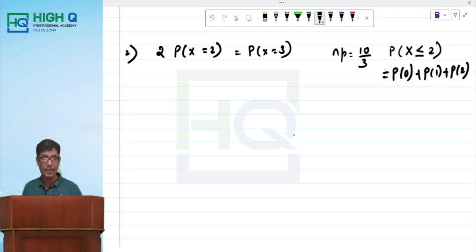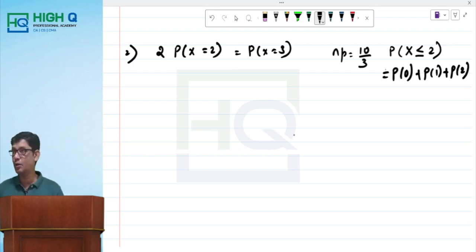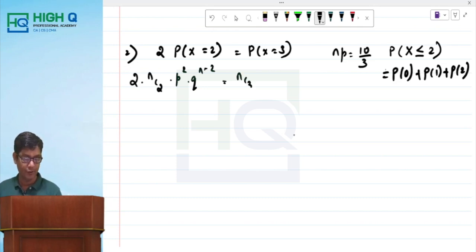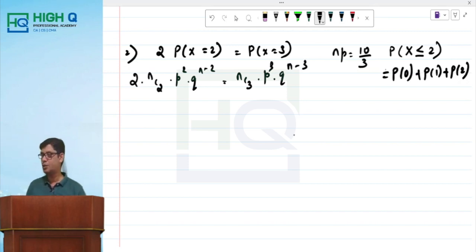Now what all is to be found out? N, P, Q. We have got N, P, Q to be found out from the given information. What is NP? NP is equal to 10/3. Keep as it is. 2 times P(X=2) can we write it as? N is given, number of observations is given? Fine. So, NC2 P^2 Q^(N-2) equals NC3 P^3 Q^(N-3). Am I right, my dear? Say yes or no. Yes.